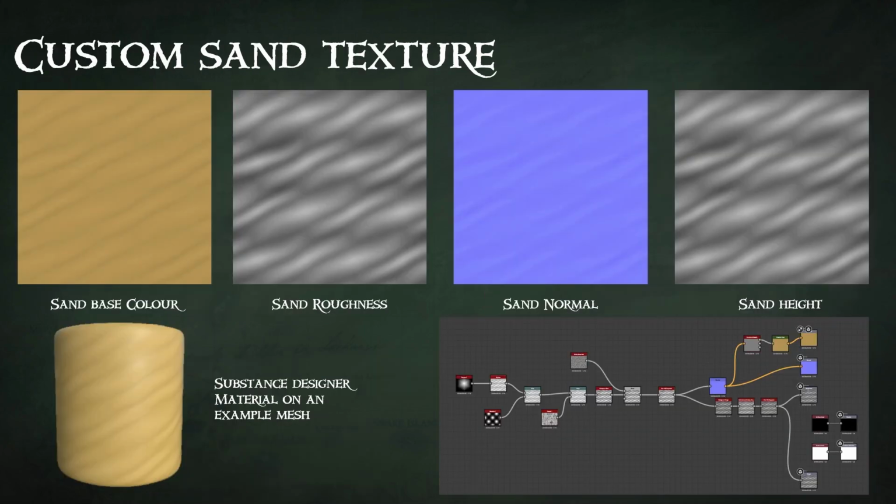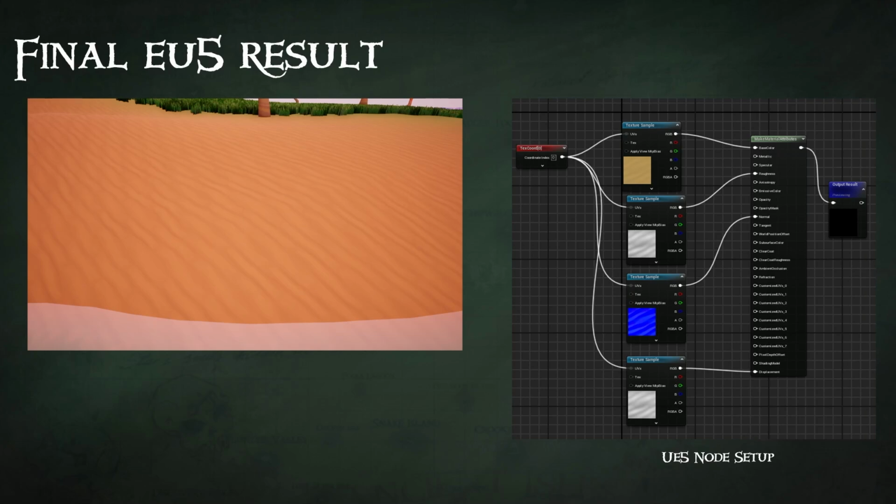For the sand material, Substance Designer was the choice of software since it allowed me to use a plethora of different shapes, grunge maps, and methods of combining images and level adjustments to create a complex set of material outputs like base color, roughness, normal, and also height. You can see here the final look inside of Unreal, along with an example of the material setup.